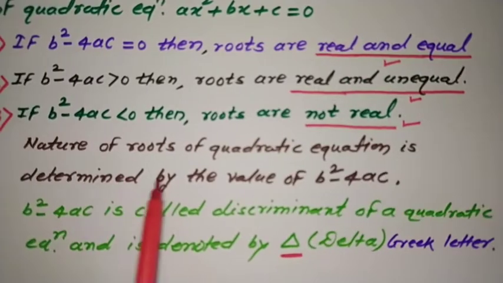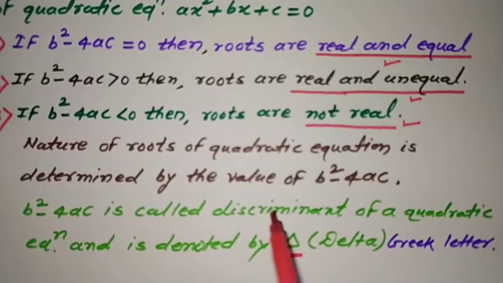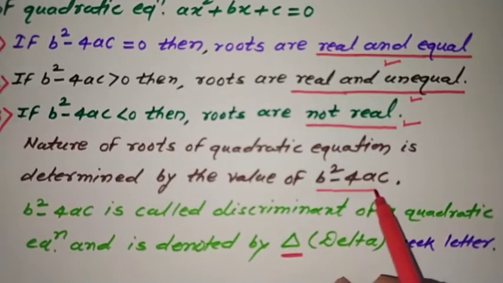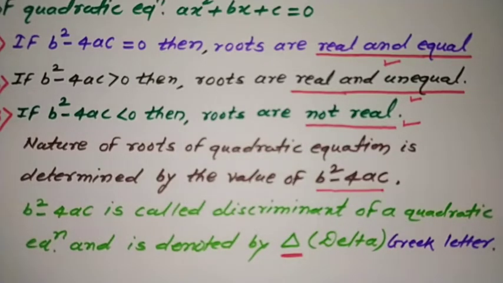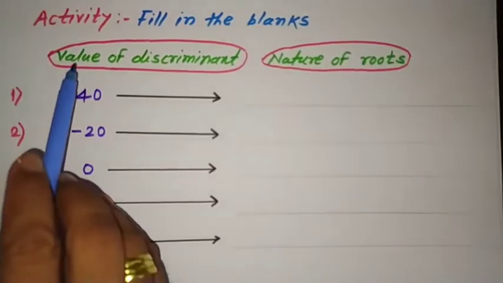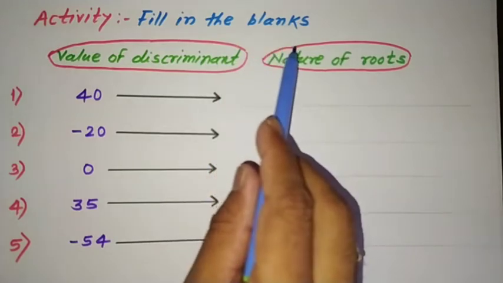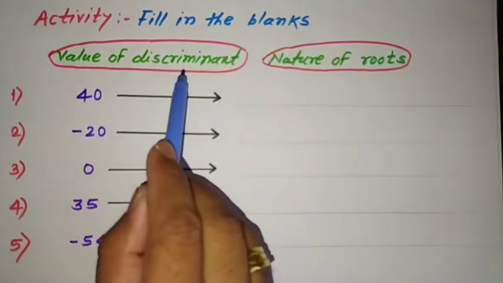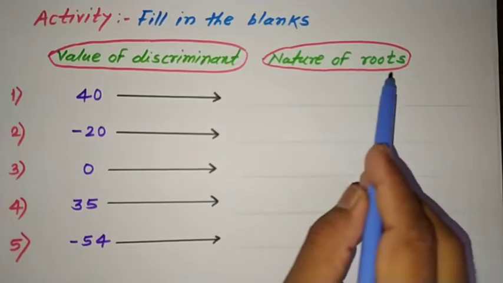Nature of roots of a quadratic equation is determined by the value of b square minus 4ac. Therefore, b square minus 4ac is called the discriminant of a quadratic equation and is denoted by delta sign. Delta is a Greek letter. See the following activity. Fill in the blanks. Value of discriminant and nature of roots.